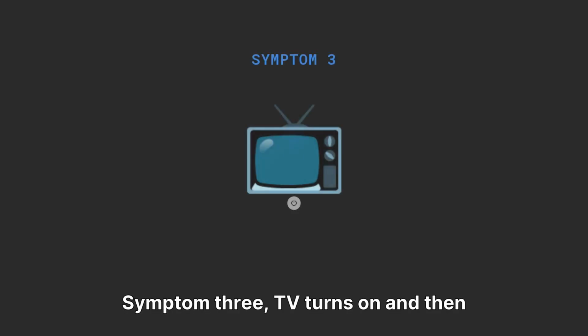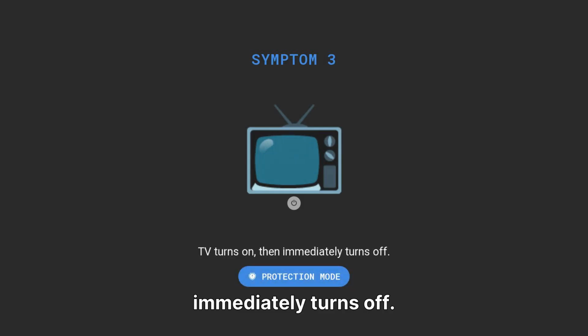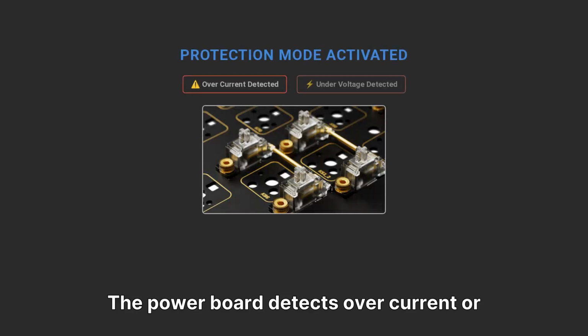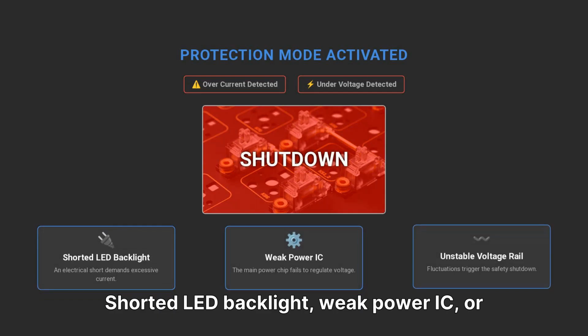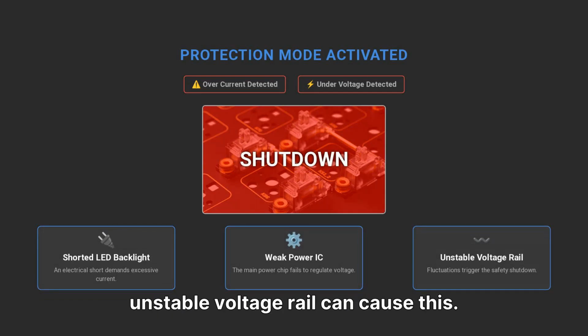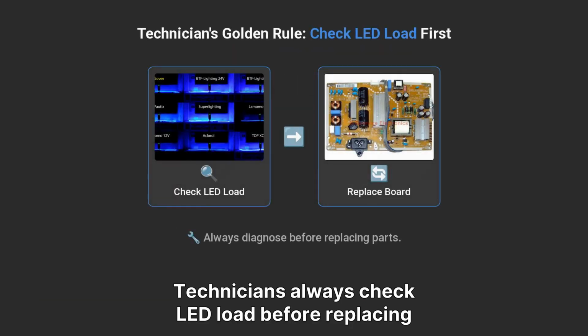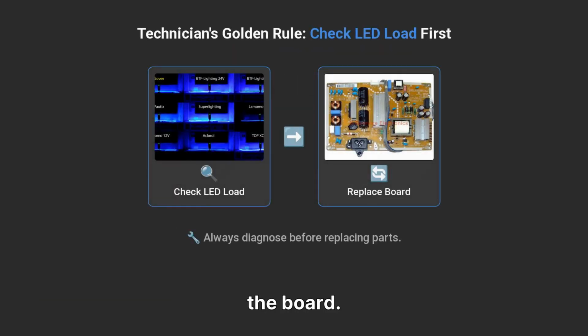Symptom 3. TV turns on and then immediately turns off. This is a protection mode issue. The power board detects overcurrent or under voltage and shuts down. Shorted LED backlight, weak power IC, or unstable voltage rail can cause this. Technicians always check LED load before replacing the board.